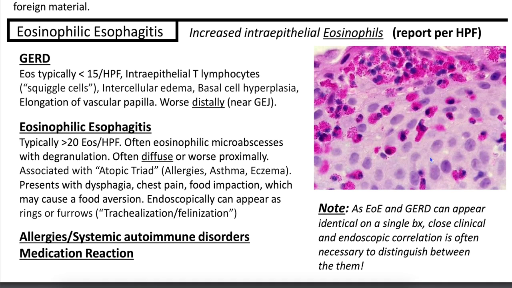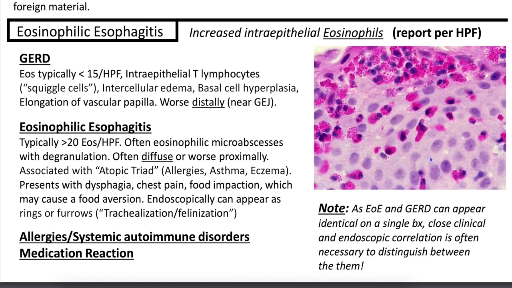Does Step 1 ring a bell to anyone? It does to me. Well, it can present with dysphagia, chest pain, food impaction. And endoscopically, they suspect EoE, especially when they see this trachealization or feline esophagus, where it kind of looks like the trachea. They can also have this tug sign, where they have to use more force to get the sample out, because histologically, those who have bad EoE have significant lamina propria fibrosis.